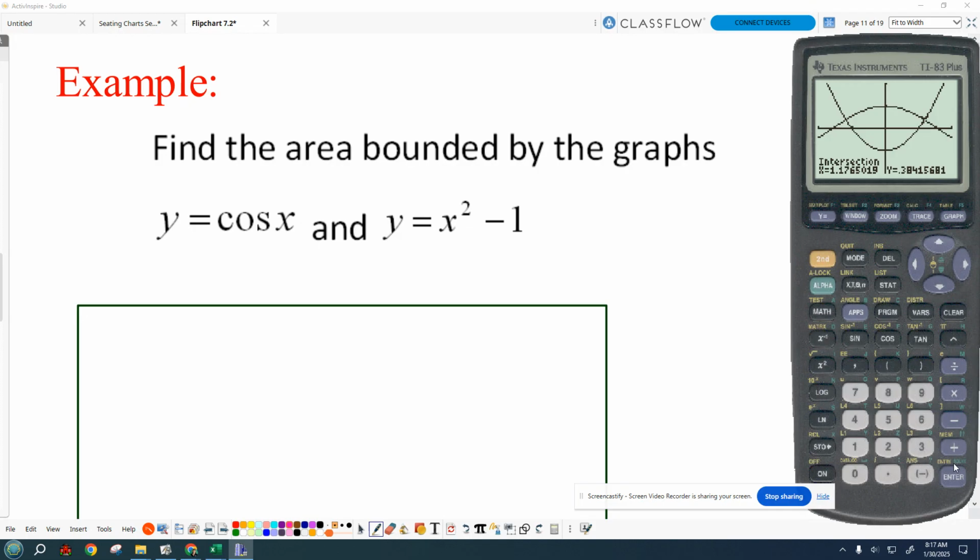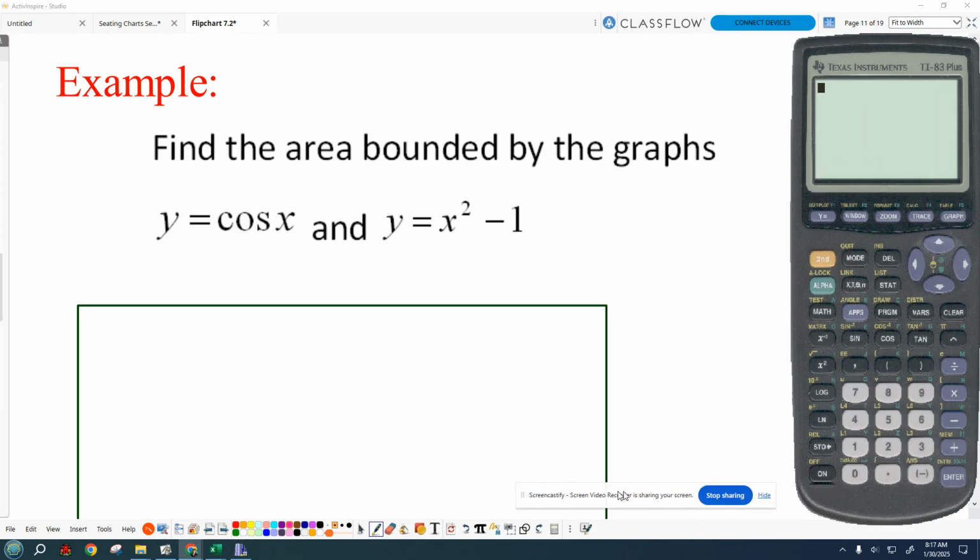Okay, and do you guys remember how to take that value? What do I do? Second quit, then you can press X, and now if I hit X, that is my intersection point. And you can store it in, I don't know, A.